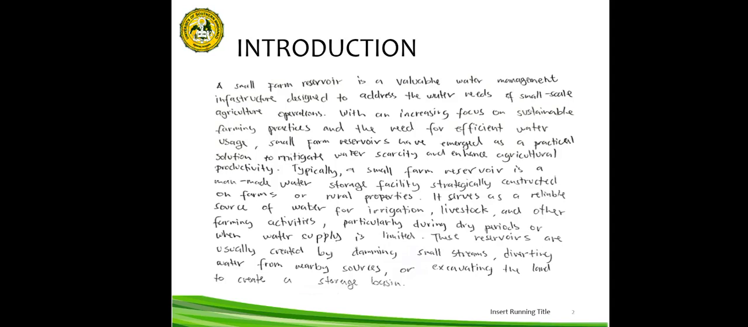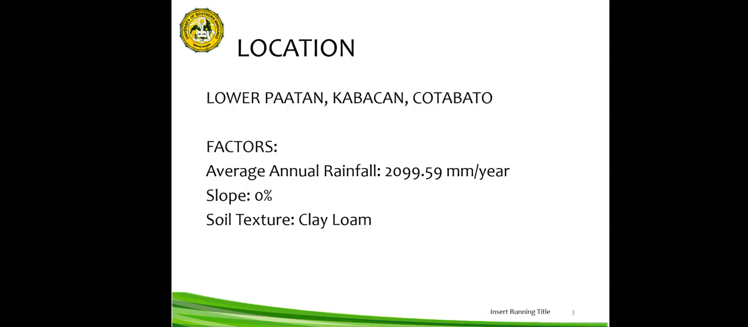Typically, a small farm reservoir is a man-made water storage facility strategically constructed on farm rural properties. It serves as a reliable source of water for irrigation, livestock, and other farming activities, particularly during dry periods or when water supply is limited. These reservoirs are usually created by damming small streams, diverting water from a nearby source, or excavating the land to create a storage basin. The location of the reservoir is in Lower Paatan, Kabacan, North Cotabato.